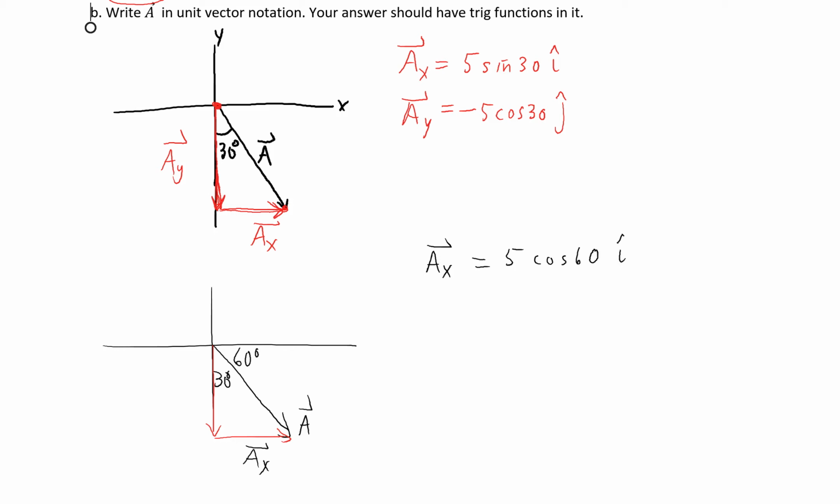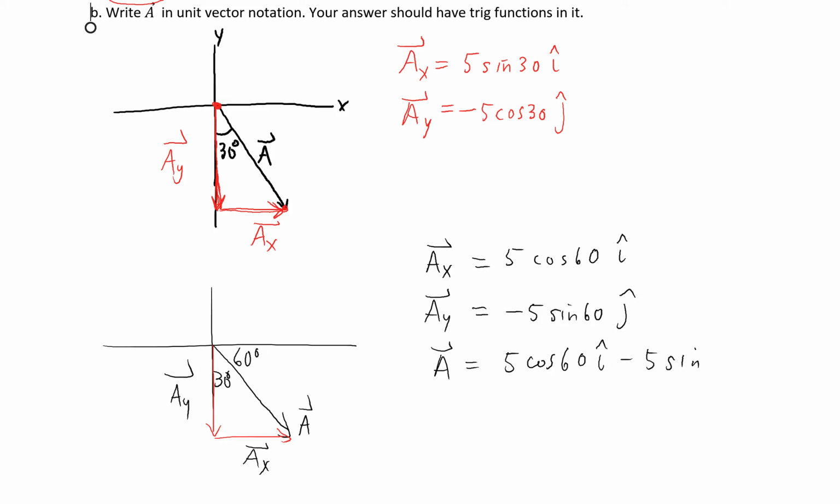And you have to make sure that it is pointing in the correct direction. And AY equals 5 sine 60. But you see 5 sine 60 degrees is a positive number. So the vector points in the negative direction, so you have to make sure there's a negative sign there. So finally, when you write A in unit vector form, it would look like this. And the units are meters.